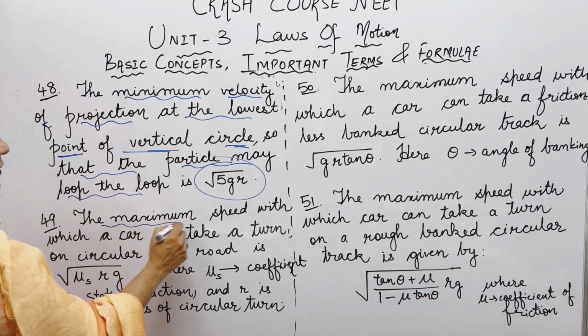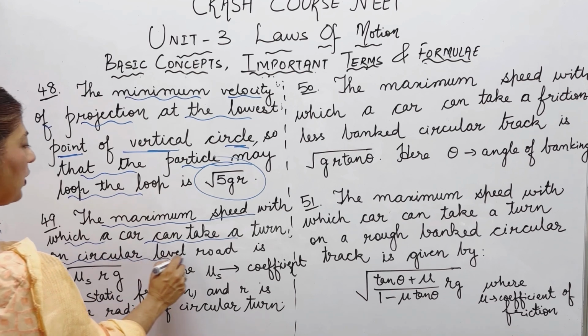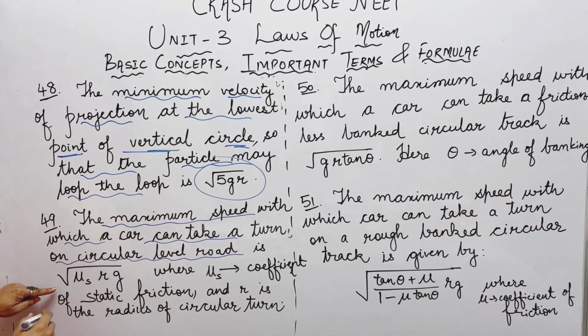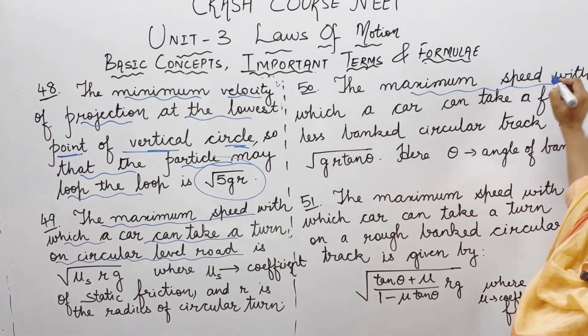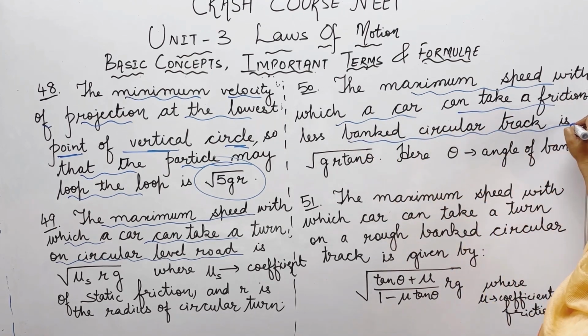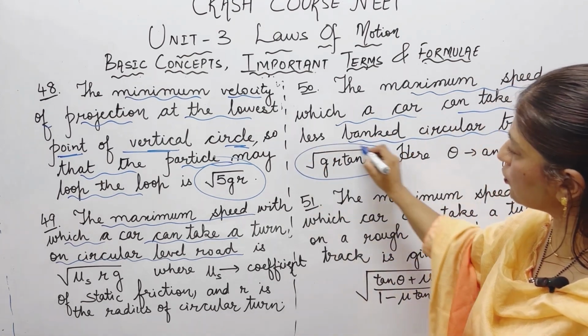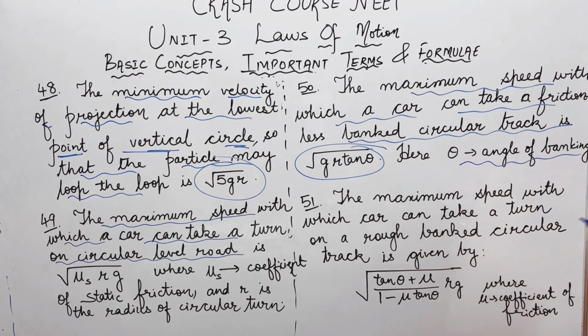The next is the maximum speed with which a car can take a turn on a circular level road, given by under root mu s r g, where mu s is the coefficient of static friction, r is the radius of the circular turn, and g is the acceleration due to gravity. The next point is the maximum speed with which a car can take a turn on a frictionless banked circular track, given by under root g r tan theta. Here theta is the angle of banking.